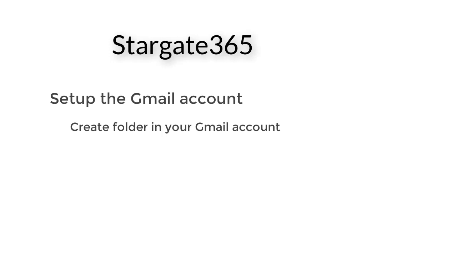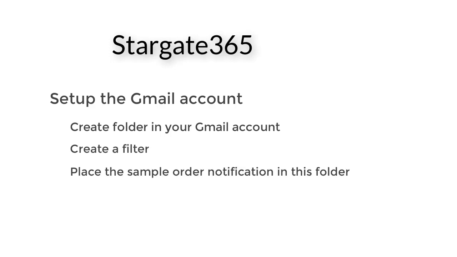Create a trigger folder in your Gmail account and name it BlueSnap Sales. When an email notification lands in the BlueSnap Sales folder, the workflow process will start. Create a filter in your Gmail account to move email order notifications from your inbox to the trigger folder. Place a sample order notification from BlueSnap in your BlueSnap Sales folder. We'll need it to set up the parsing process.